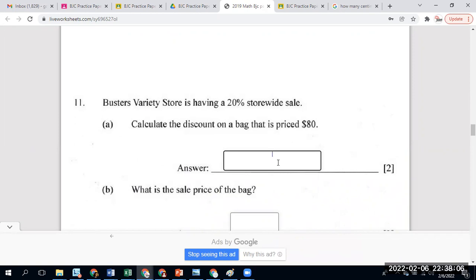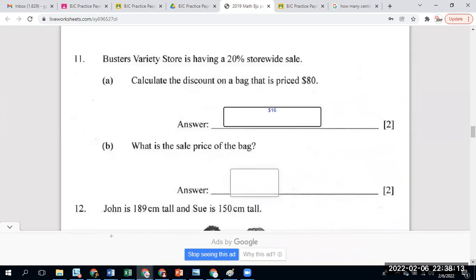Next, for the second part of this question, it asks us the sale price. So if my original price is $80 and I subtract $16 from that, my sale price then is $64.